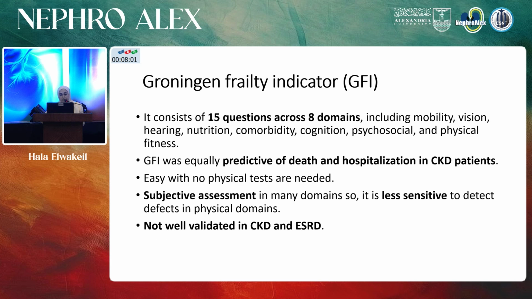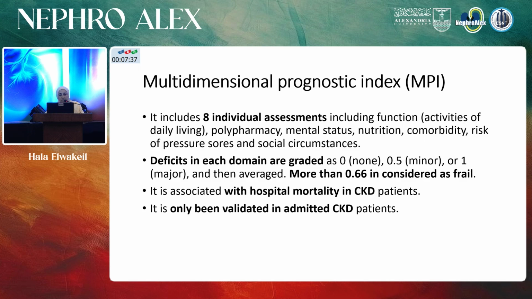The Groningen frailty indicator depends on 15 questions across 8 domains, covering physical, cognitive, psychological, and psychosocial elements. It is predictive of death and rehospitalization, but being subjective, it is less sensitive. The multidimensional prognostic index includes 8 individual assessments, including function, polypharmacy, mental state, and others, and it is associated with hospital mortality in CKD patients, but only for admitted CKD. It is not validated for outpatient CKD.